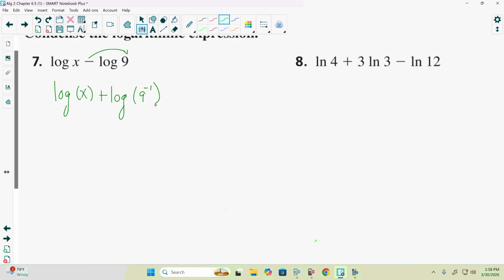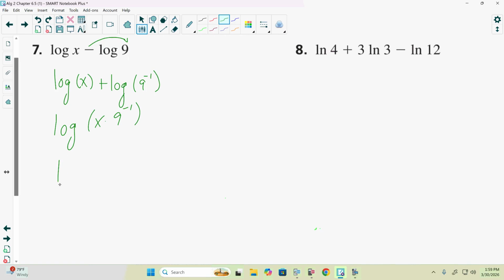We have two things being added together. So according to the product property, I can rewrite this as a single log with what's inside being multiplied. And yes, I could have, if I wanted to, rewritten this as log of 9 to the negative first times x. Product property doesn't matter. But because we do have that negative exponent, we do have to move that 9 from the top of the fraction to the bottom, telling us that we have log of x over 9. Questions on this here?